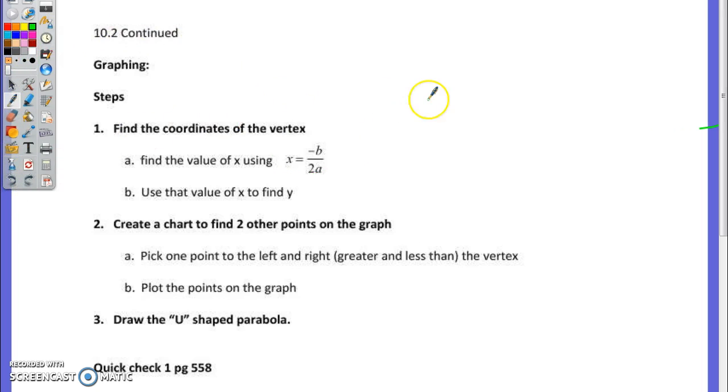All right, so when we graph any type of line, we are going to find the value of x using negative b over 2a. Once you find your x value, you use that x value to find your y. That will give you your vertex. Then you create your xy chart like we've done before. You pick a couple values for x, one to the left, one to the right of your axis of symmetry. You'll see what I mean when we get into the example. So one to the left, one to the right of your vertex. You plot those points on your graph, and then you draw your U-shaped parabola.